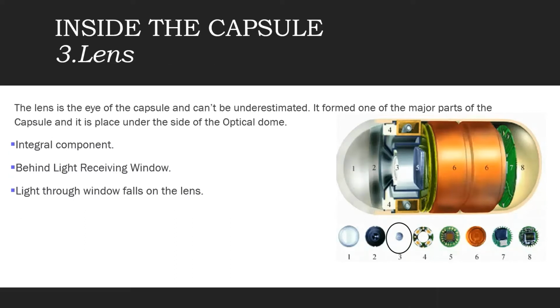Lens. The lens is the eye of the capsule and can't be underestimated. It forms one of the major parts of the capsule and it sits on the side of the optical dome. The lens is an integral component and it is behind the light receiving window. Light rays from the window fall on the lens.